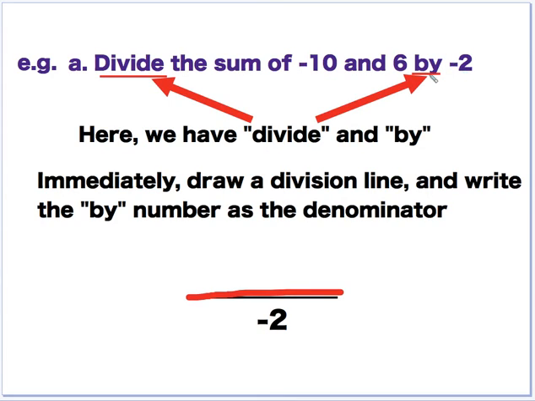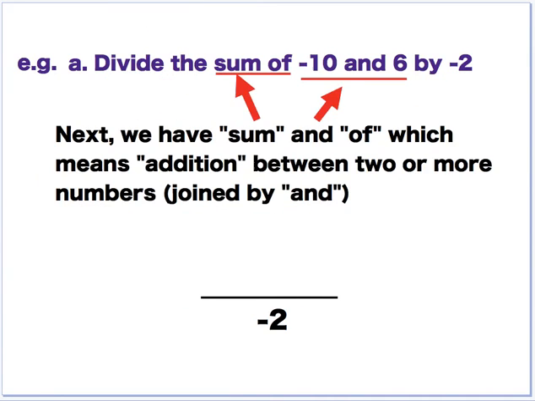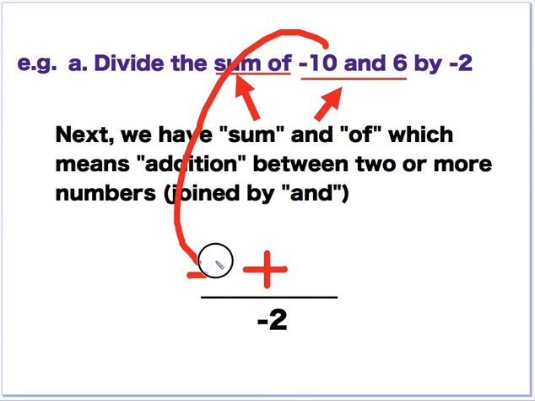The number that comes right after the by, that's your denominator. And the divide just means put a line there, right? Everything that's in between is what's going to be on the numerator. So divide, blah, blah, blah, that's all up here. So we're looking at the sum of, and we should know that sum is addition. So we just put an addition right there. -10 and 6. You take that -10 and you put it here first because that was the first number listed. So -10 and 6.